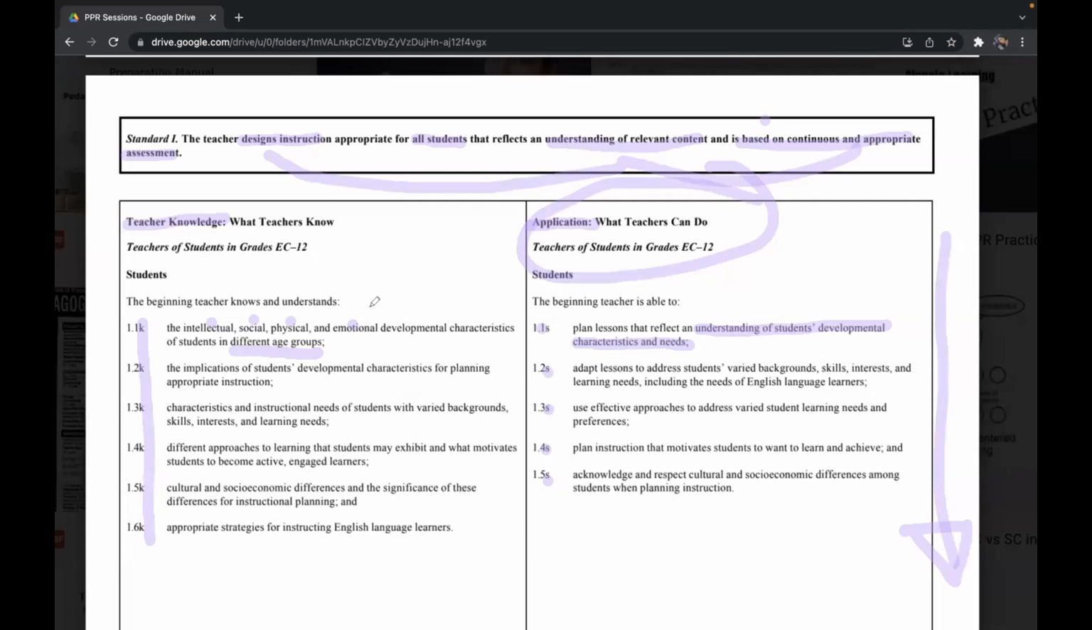So the way to study using this document is to make sure that you know all the key terms and phrases that are on this side, and you can find those in the documents that I have for you in the folder. Understanding what comes here is very important, but being able to visualize what it would look like for a teacher to plan instruction that motivates students to want to learn and achieve. What would that look like? Now, I can tell you because I know what motivates theoretically and otherwise, but you need to know that. That way you'll be able to choose the best choice.